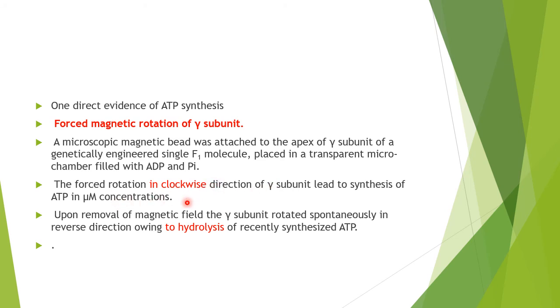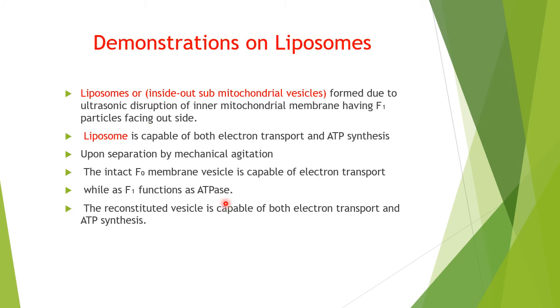But upon removal of the magnetic field, the gamma subunit shaft rotates spontaneously in the reverse direction, owing to the hydrolysis of recently synthesized ATP. They are going to establish that there is a rotary mechanism. The ATP synthase is acting as a turbine-like structure. It has been done with forced magnetic rotation of the gamma subunit. Also, there is a demonstration on liposomes.